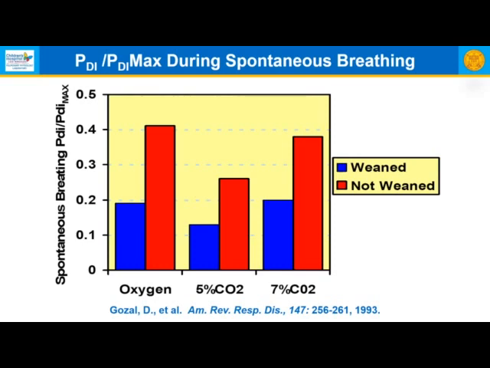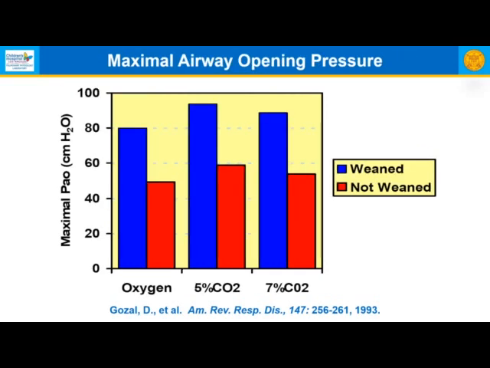So you can see here that those patients who were able to be weaned used a lower fraction of their max PDI when they were breathing, generally speaking. And the results are fairly similar, whether they're breathing oxygen, 5% CO2, or 7% CO2. Mean opening airway pressure, again, higher in the patients who could be weaned versus those who could not.